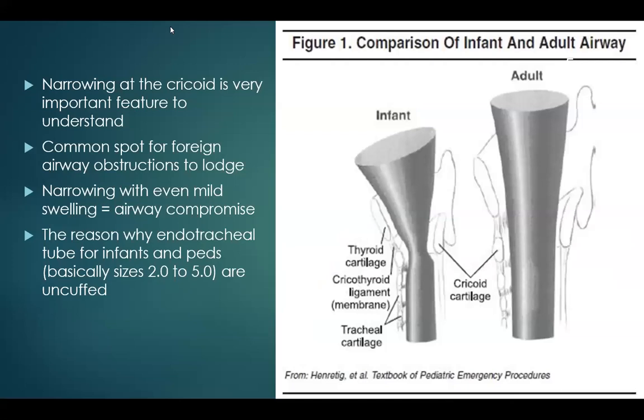And in particular, if they get a foreign body that goes past this point, it's going to end up in the right bronchus, right? That's also the reason why endotracheal tube sizes in peds are much smaller. So the ET tube is basically 2 to 5 and uncuffed.